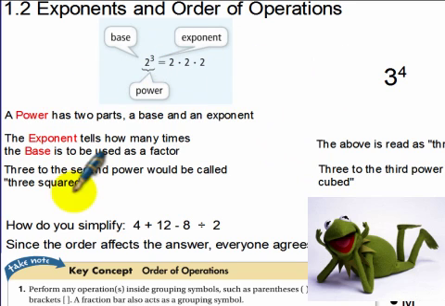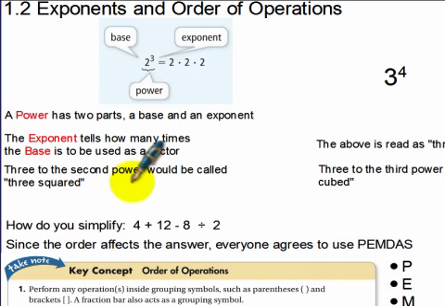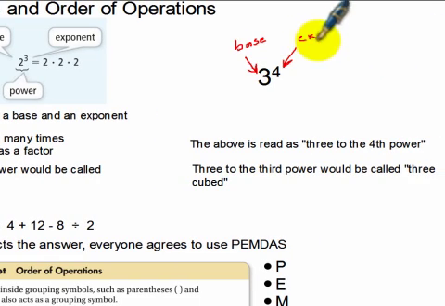And remember that if you have something to the second power, that is squared, and if you have something to the third power, that's cubed, and anything beyond that, like here I have 3 to the fourth, you just say it to the fourth power. There's not any special name for it. But once again, this is the base and this is the exponent, and the whole thing is the power. Okay, and that's basically all there is to exponents.